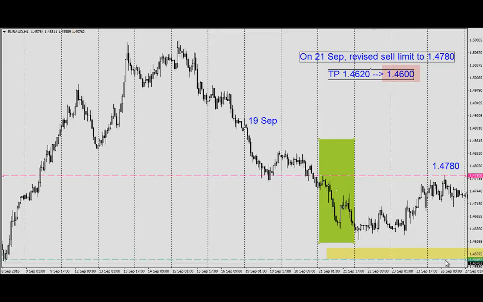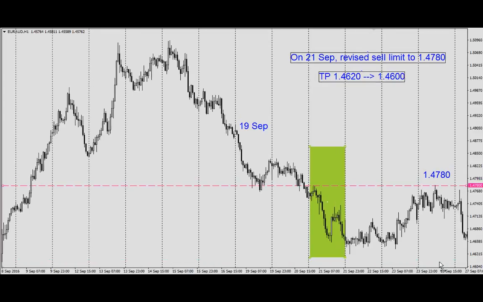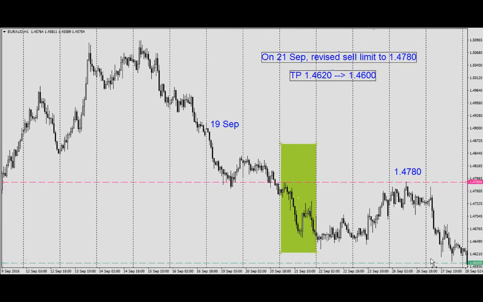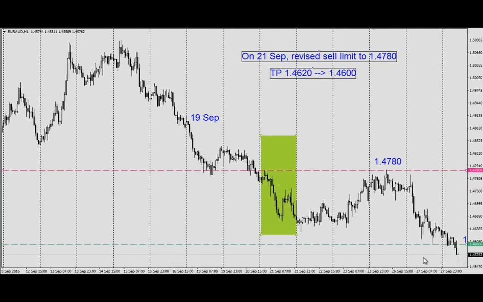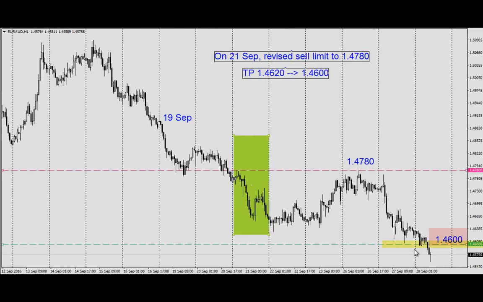So price started to move. Let me just shift this nicely. Price started to move down, and you could see that it hit nicely into the 1.4600 very nicely. And we have taken our profit already for this trade for a total of 180 pips profit.